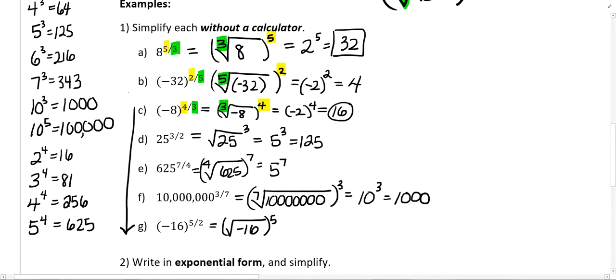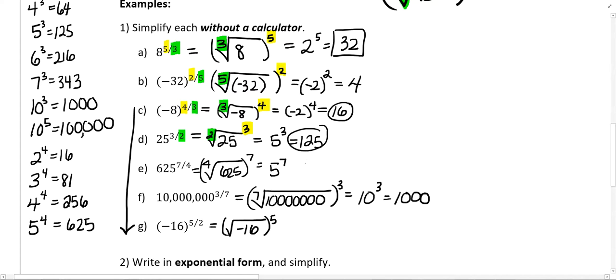All right, D, we have 25 to the 3/2. 2 is a square root. Now, we don't usually write the 2, but you can pretend that it's there if you want. And then we're going to cube it. All right, so the square root of 25 is 5. 5 cubed is 125.